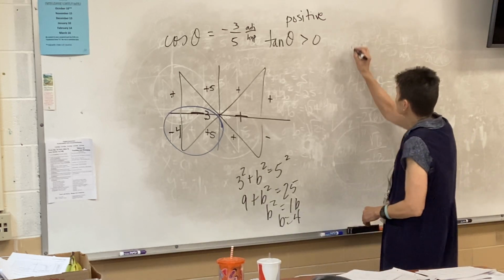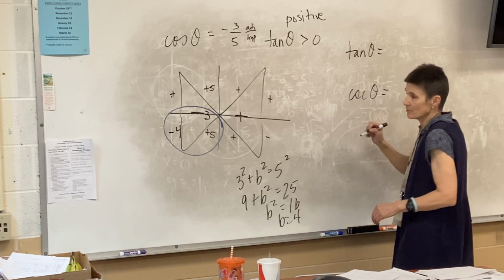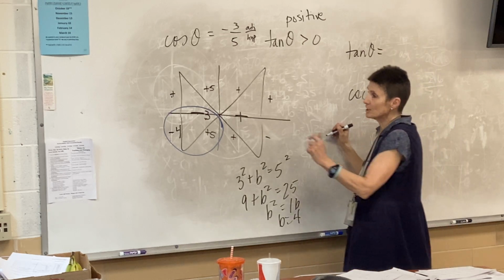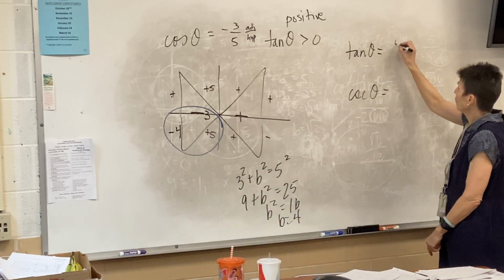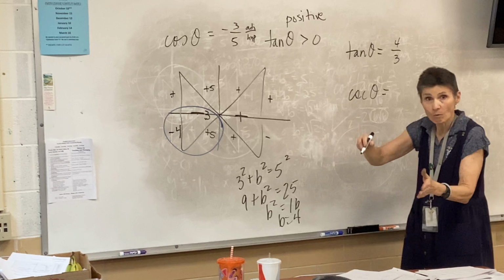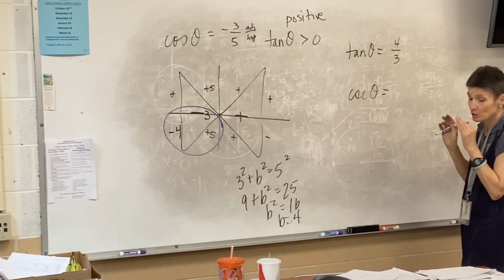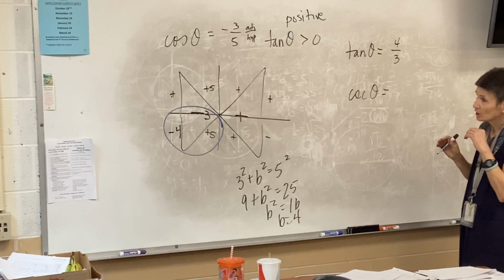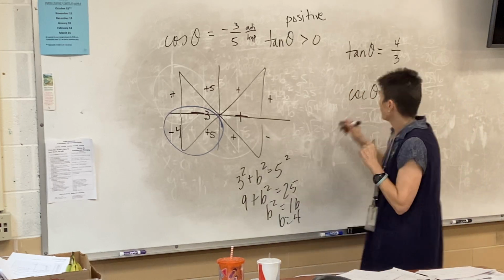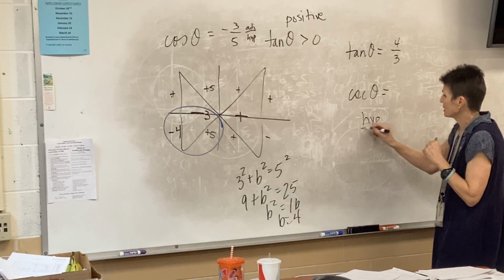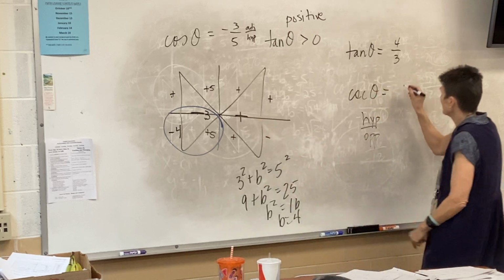What do I want? I want the tangent and the cosecant. Well, this one's a lot easier than the last one. Tangent is opposite over adjacent, so that'll be 4 over 3. It's negative 4 over negative 3. And then cosecant is the reciprocal of the sine. So it will be hypotenuse over opposite. So 5 over negative 4.